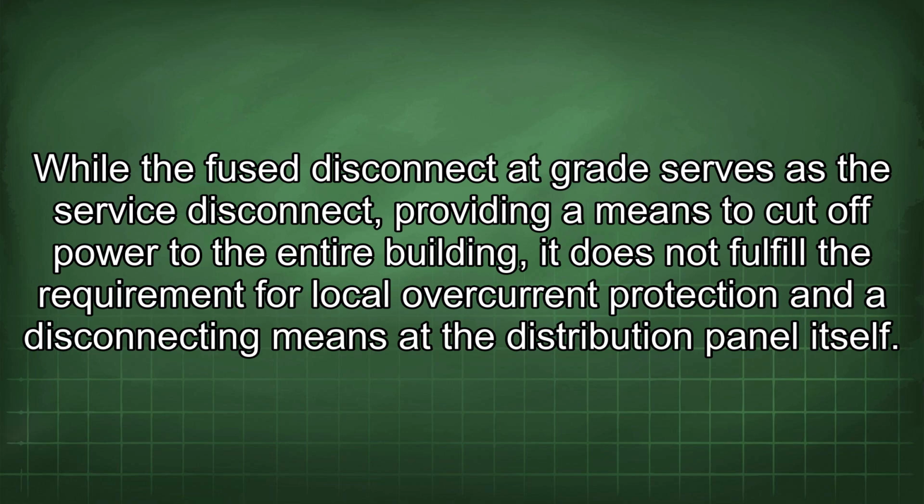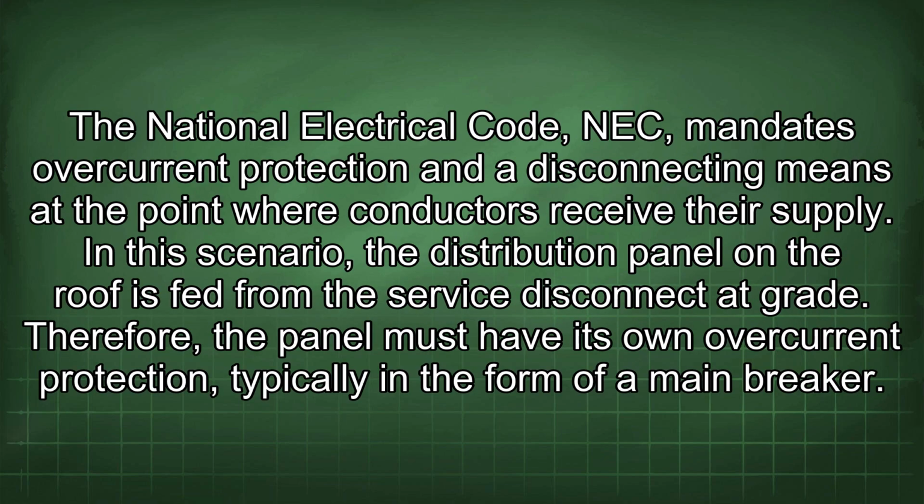to the entire building, it does not fulfill the requirement for local overcurrent protection and a disconnecting means at the distribution panel itself. The National Electrical Code (NEC) mandates overcurrent protection and a disconnecting means at the point where conductors receive their supply. In this scenario, the distribution panel on the roof is fed from the service disconnect at grade. Therefore, the panel must have its own overcurrent protection, typically in the form of a main breaker.